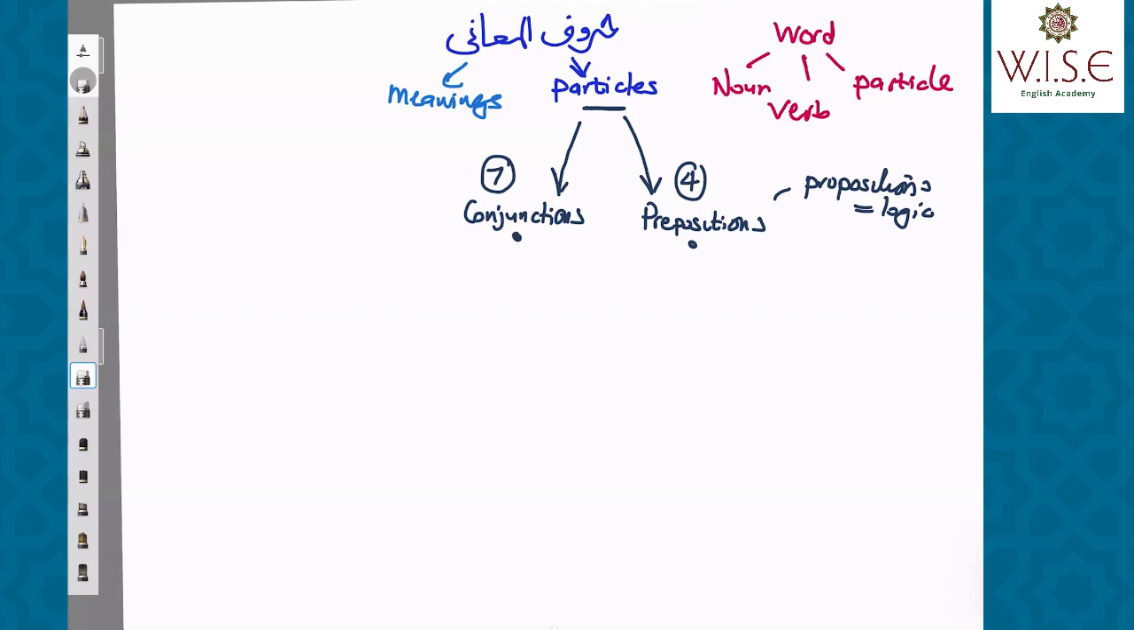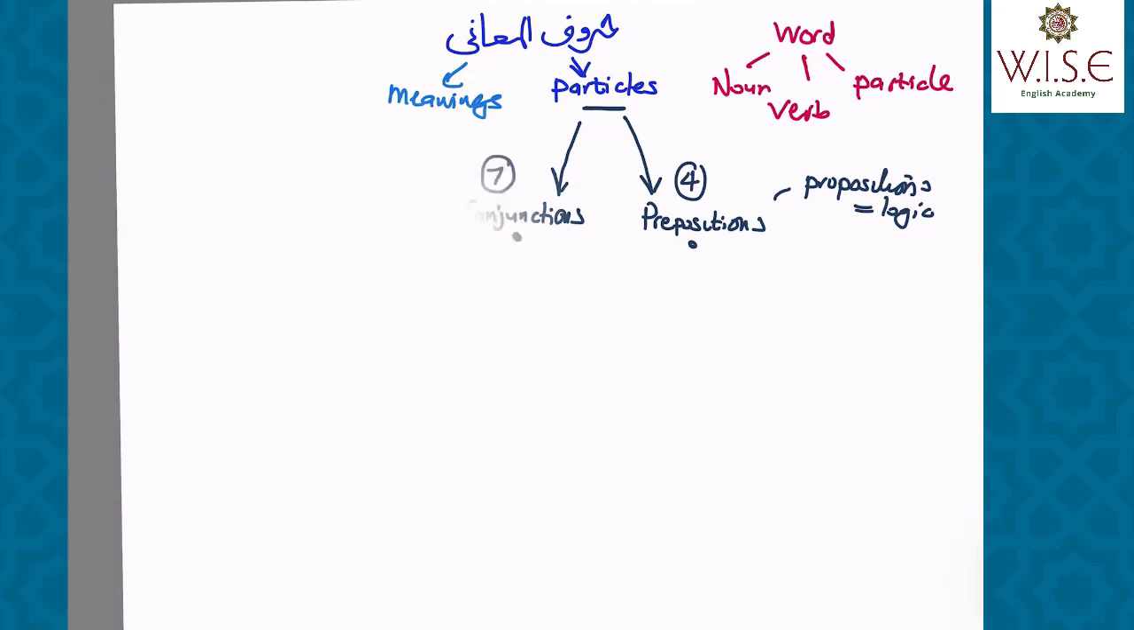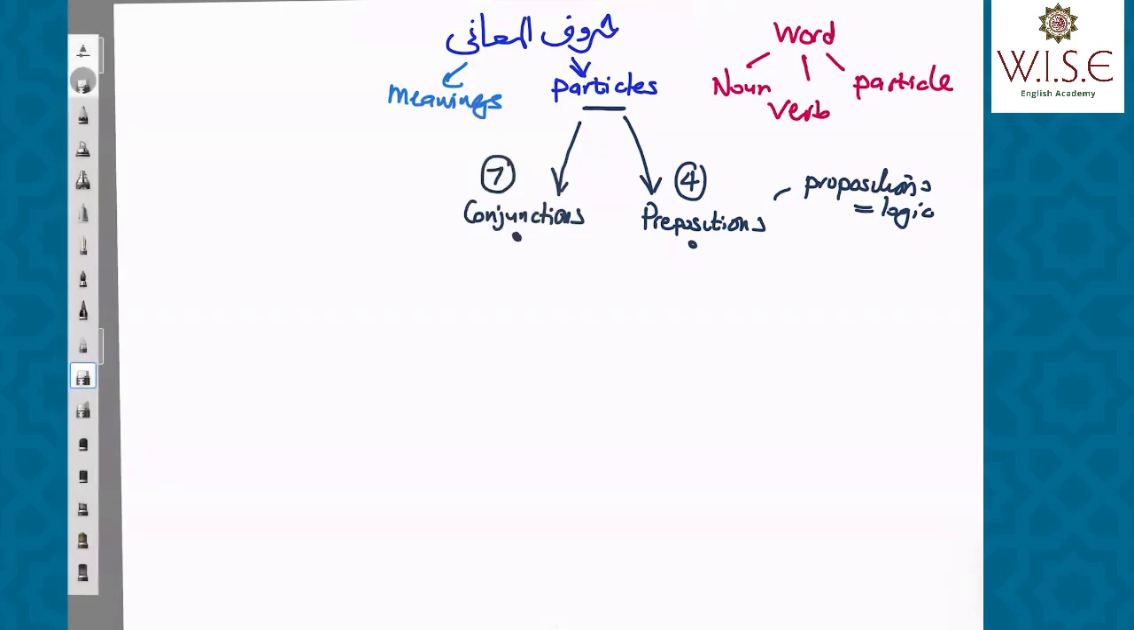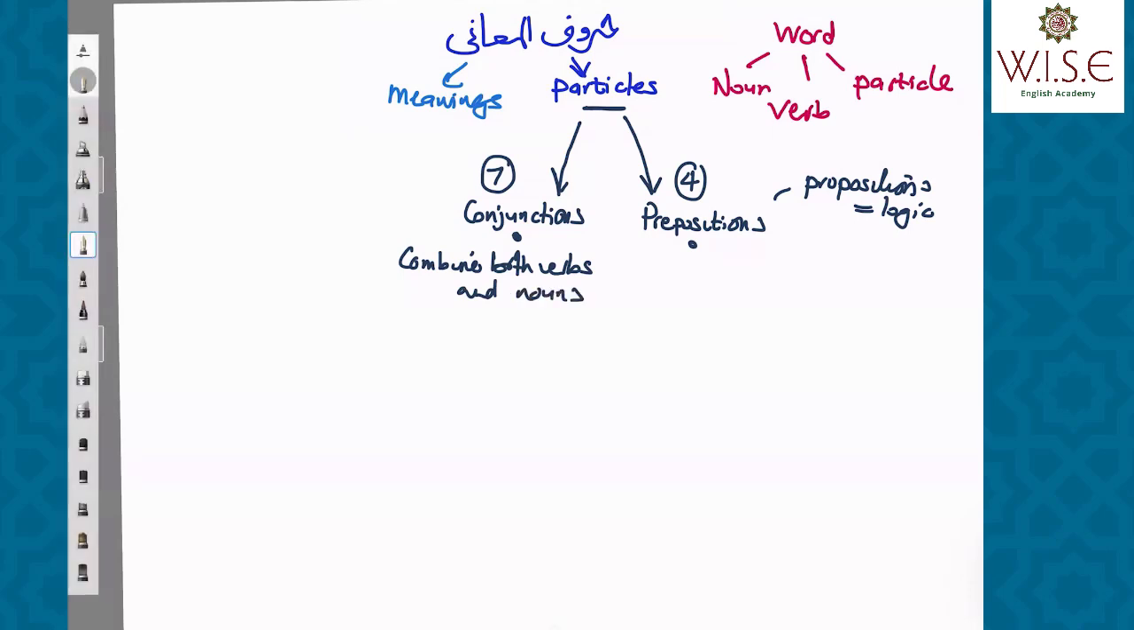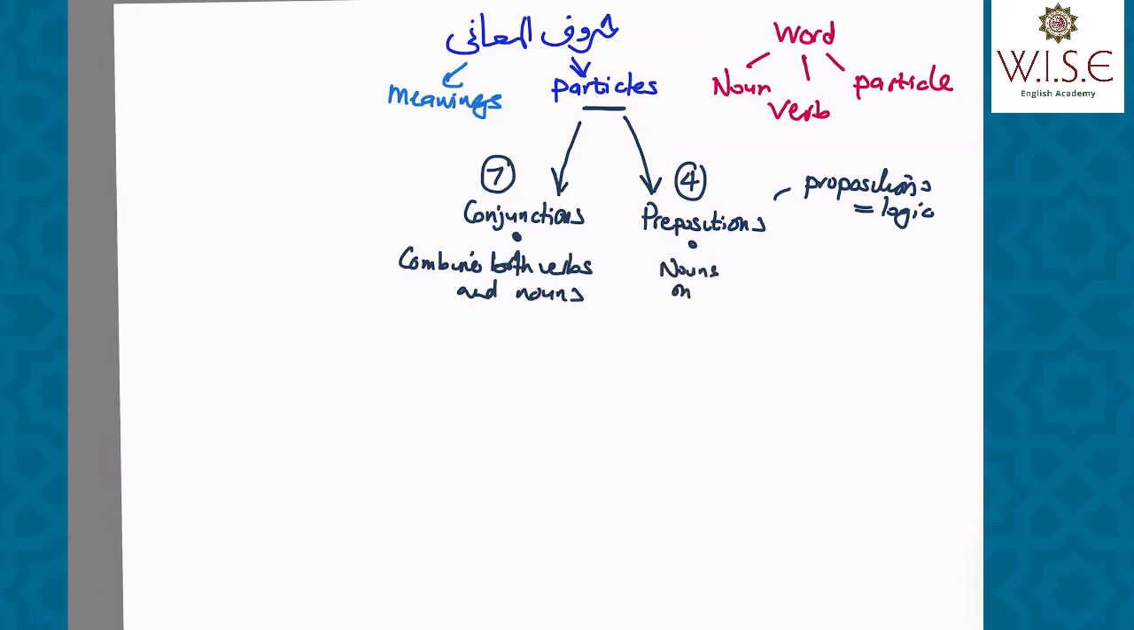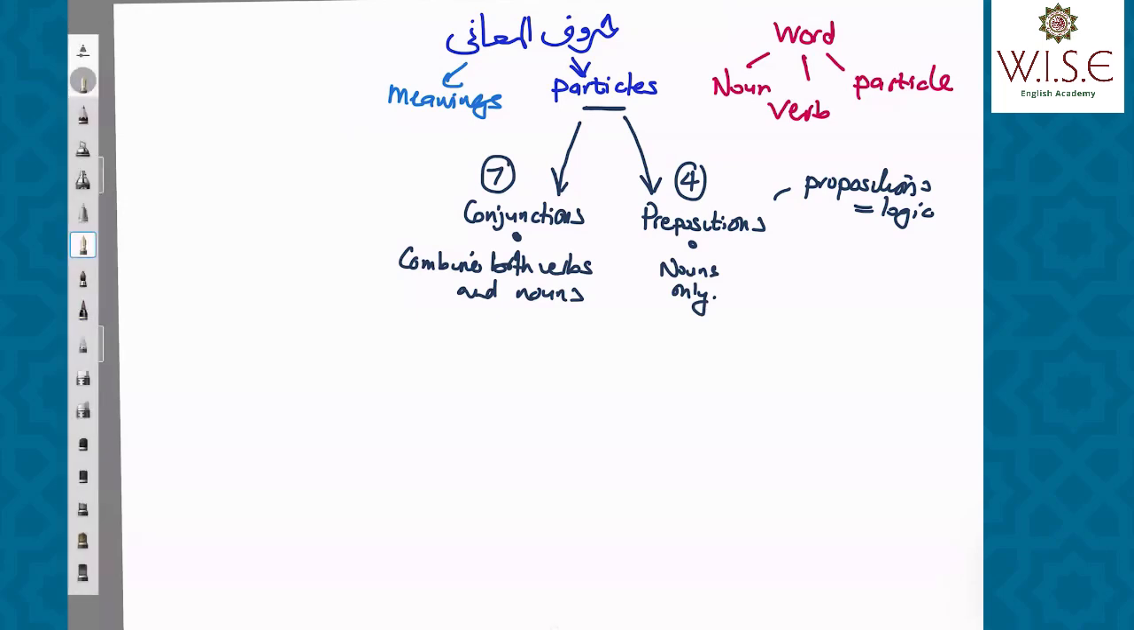Okay, so our discussion is going to begin with conjunctions. Why? Well, because in the Arabic language, they combine both verbs and nouns in Arabic. Whereas in prepositions, it's really nouns only. Okay. And of course, conjunctions are more general and far-reaching. They have more importance as a result.